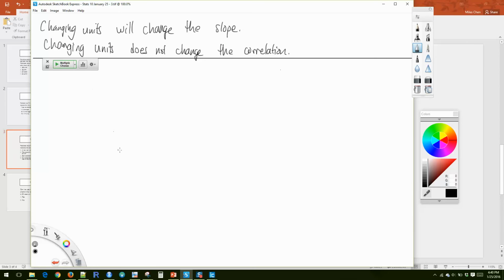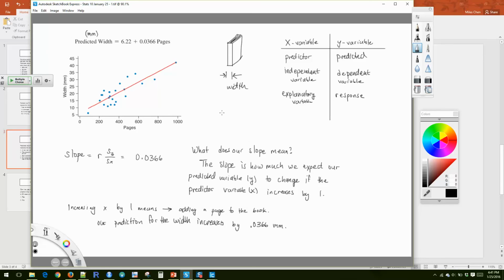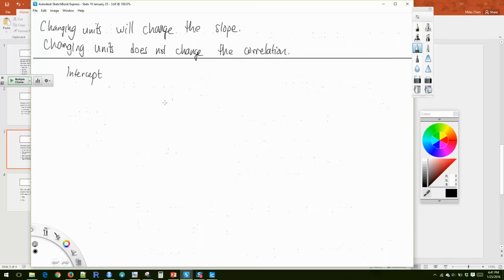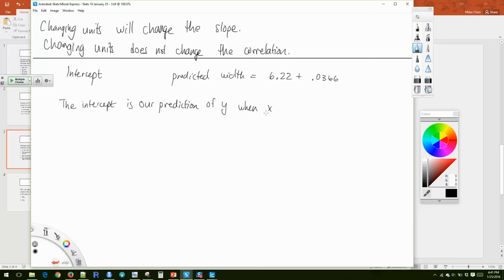All right. Okay, so we have that. Let's talk about the interpretation of the intercept. The intercept in our book's example is 0.622 plus 0.0366. So the predicted width for the books is equal to 6.22 plus 0.0366 times pages, or something like that. The intercept is our prediction of y when x is equal to 0.